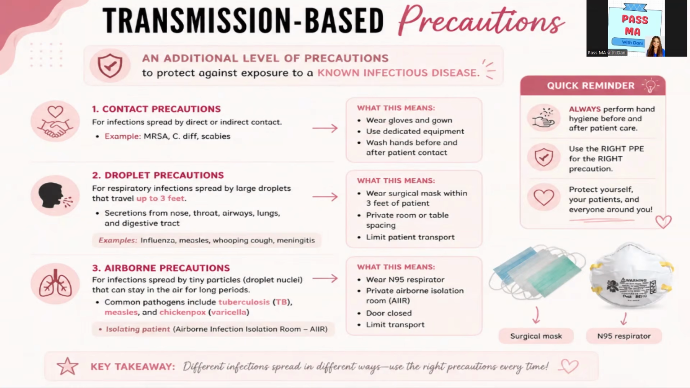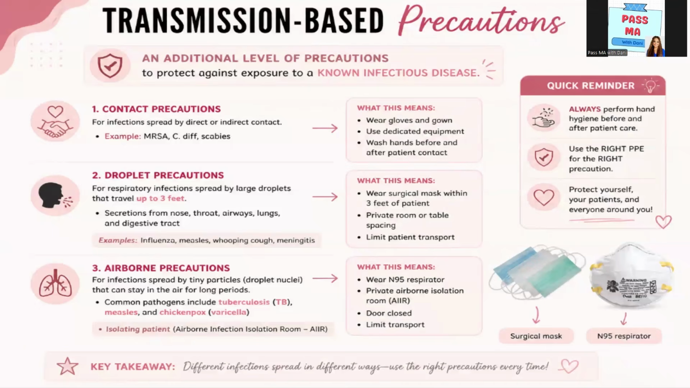First, we have what we call contact precautions. This is for infections that spread through direct or indirect contact. So this could be touching the patient or touching something the patient touched, like equipment or even surfaces. Examples you'll see on the exam include MRSA, C. diff, and even scabies. If you're wondering what scabies are, guys, these are mites that actually burrow under the skin to lay their eggs. So with contact precautions, you guys are usually going to wear gloves and a gown, okay?